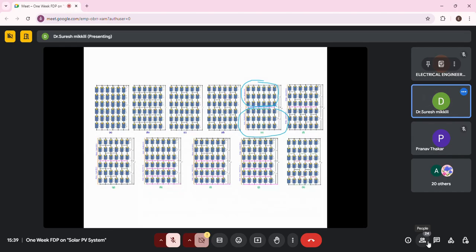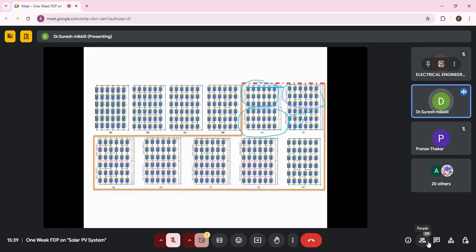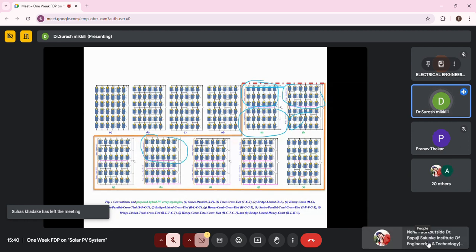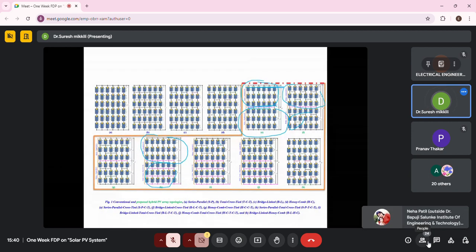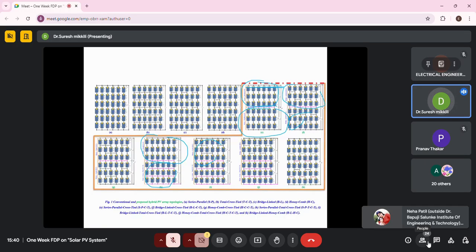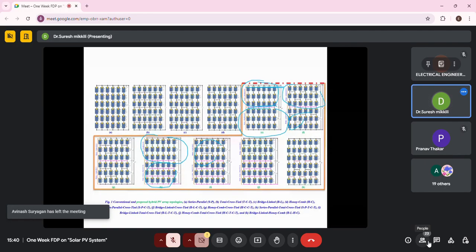The top one is bridge link, the bottom one is bridge link, and cross tied can be taken. Even there is a possibility with honeycomb, even the top one series parallel with the TCT can be taken, and bridge link with the TCT can also be taken. There is so much research going on in hybrid configurations also; people are working on it.